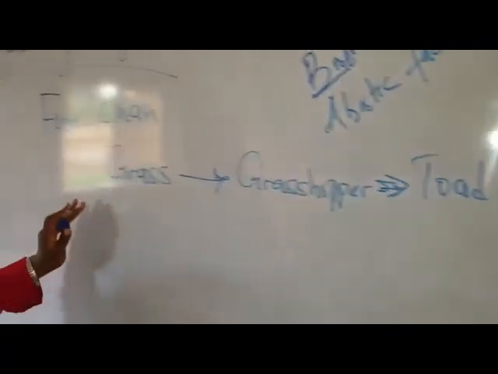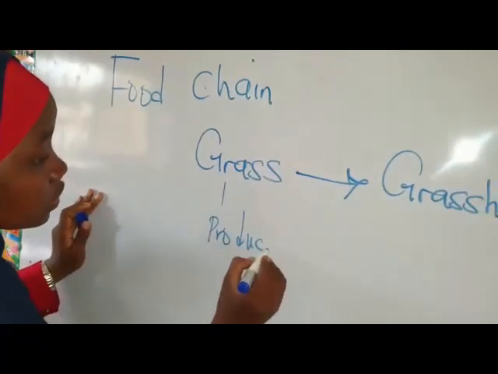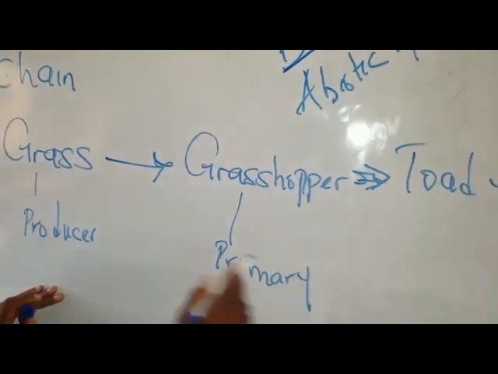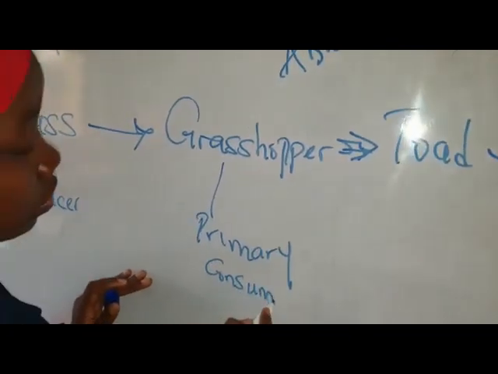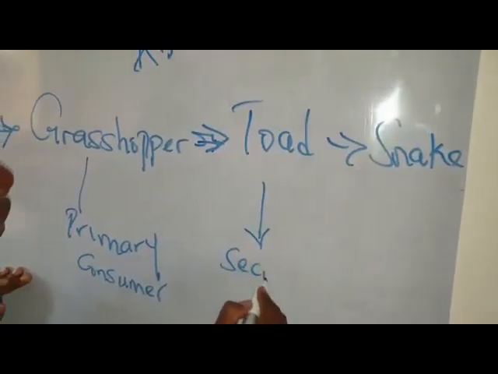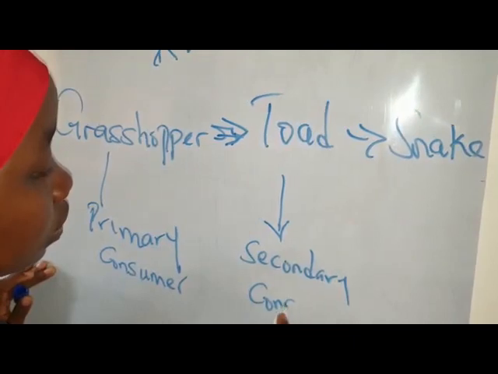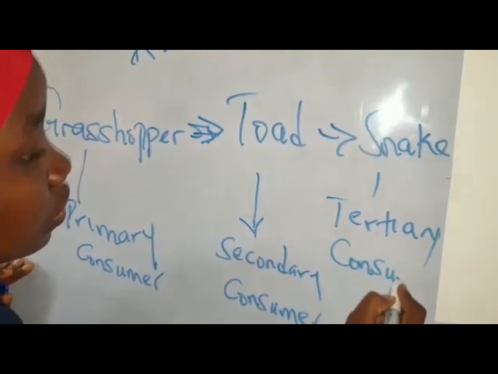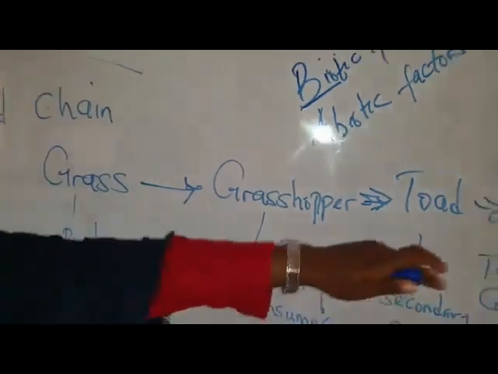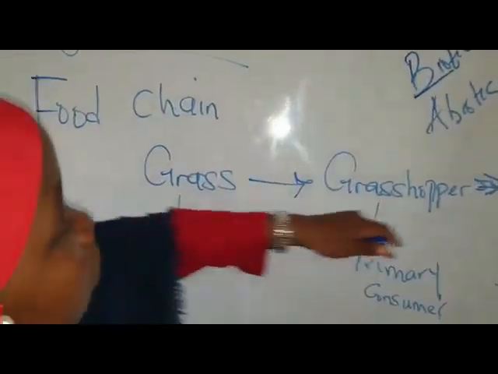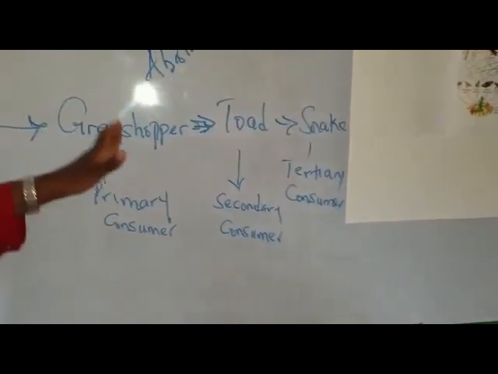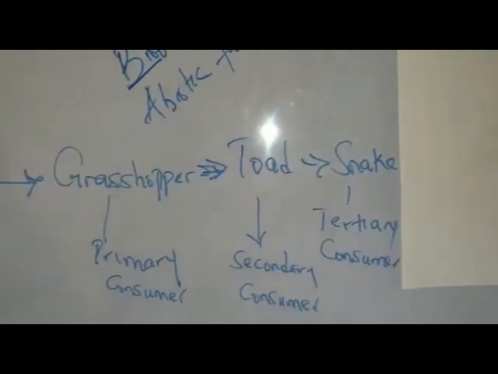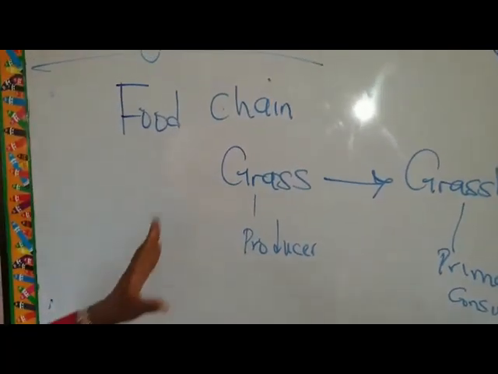We call our grass the producer, as we know. It's the one that utilizes energy from the sun to manufacture its food. We have our primary consumer, our secondary consumer, and finally, we have the tertiary consumer. This is a food chain, a linear relationship showing feeding between organisms. The grass is eaten by the grasshopper, grasshopper is eaten by toad, and toad is eaten by snake, which forms our tertiary consumer. Now, this relationship is for terrestrial habitats.